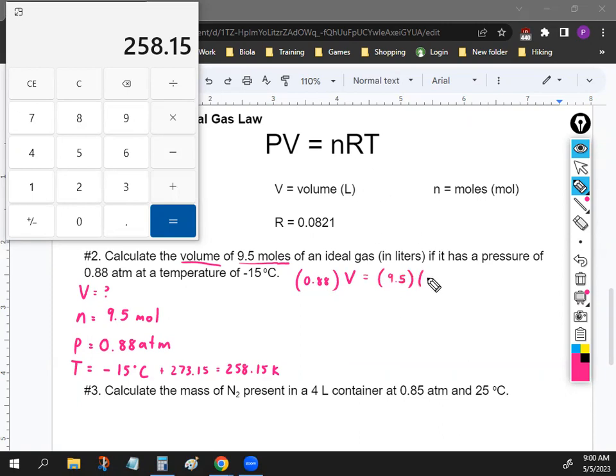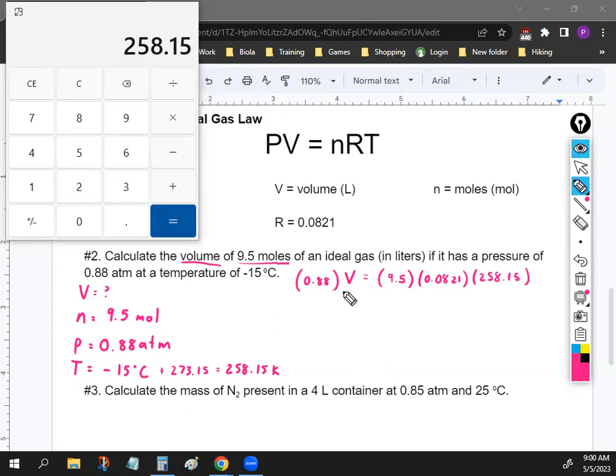Okay, our R value is always the same. It's going to be 0.0821. And then the temperature is 258.15. Okay. Any questions on how we plug this in? Okay, so P is this right here, looking for V, and 9.5. R is always this number, and our temperature is right here.